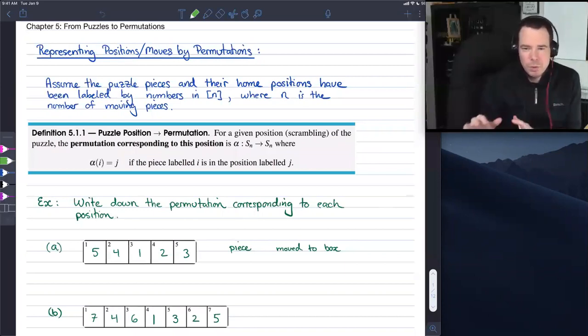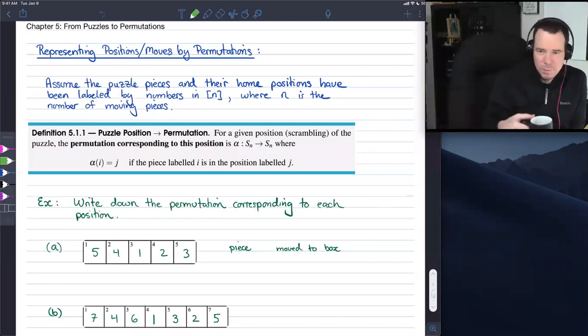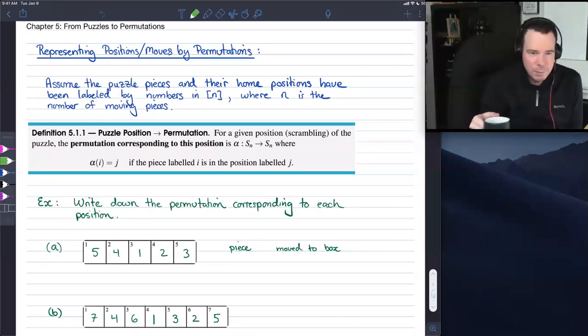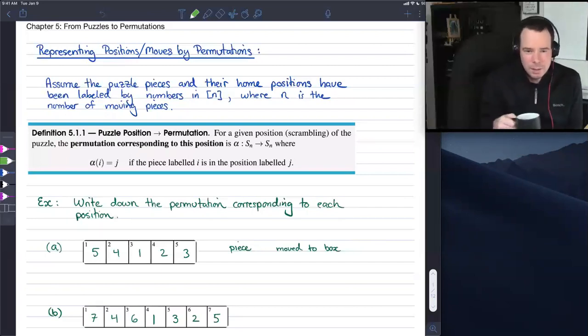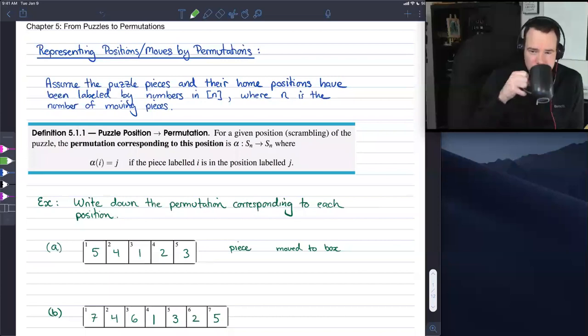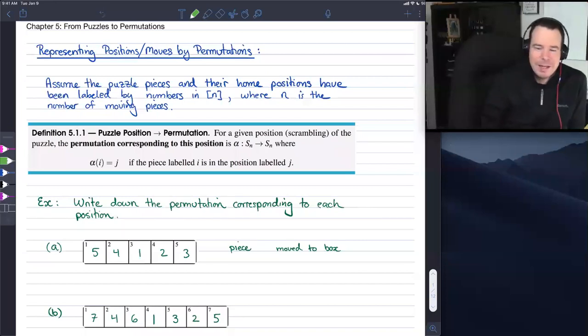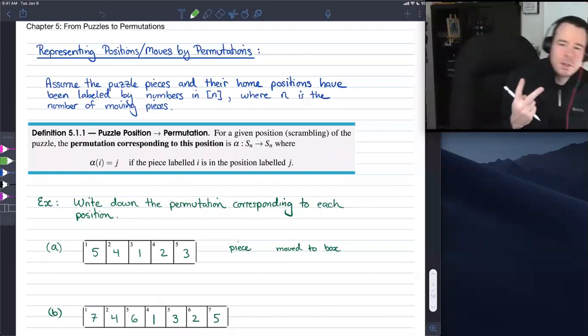So if I do a move, I want to be able to say this move that I did corresponds to this permutation. In other words, I moved the piece from box 2 to box 5. I moved the piece from box 5 to box 1. I moved the piece from box 1 to box, etc. Those are the kinds of things I want to describe with permutations. And if you think about it, I pretty much just did describe them as permutations because I described them as a function. The piece in box 2 went to 5, so 2 goes to 5. 5 went to 1. 1 goes to wherever it goes.